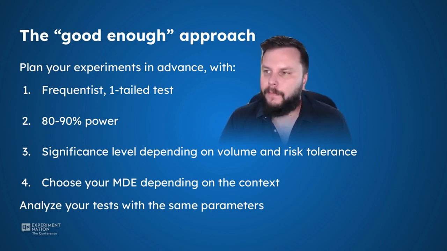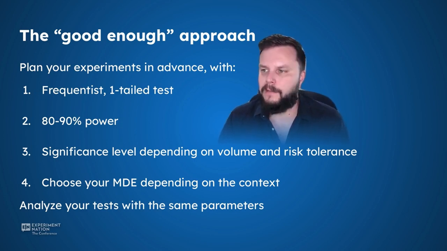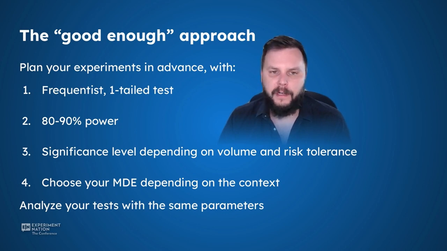So it all depends on context and strategy. And if you don't want to think about this stuff too much, then just go with 95. It's a perfectly safe significance level for most cases. And then the next parameter that you have to figure out is your MDE.